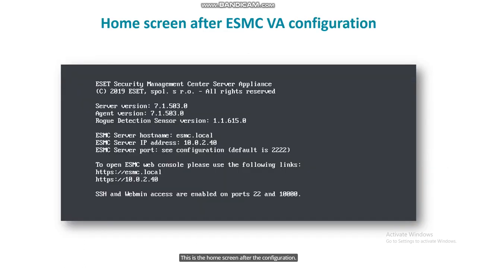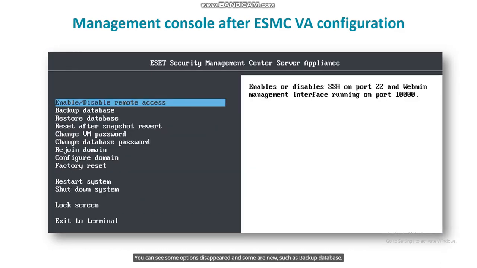This is the home screen after the configuration. You can see some options disappeared and some are new, such as backup database. We strongly recommend to make database backups regularly. We also recommend you change the password for the SQL database and virtual appliance because the password set during VA configuration is used globally for the appliance, Webmin, database and for the ESMC console too.